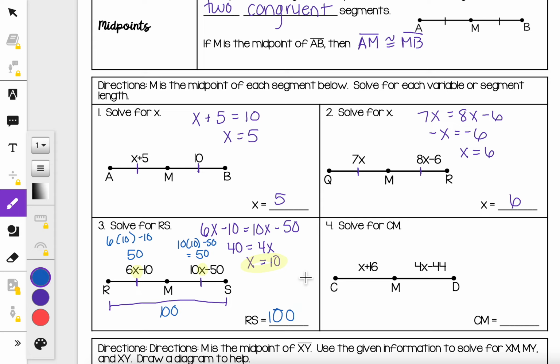And same idea for number 4, we want to solve for CM. CM is just one of our pieces, but I know that CM is congruent to MD. So I set those pieces equal to each other. I'm going to get 3X on the right side and 60 on the left. So X equals 20. And 20 plus 16 is going to equal 36. So CM is 36.